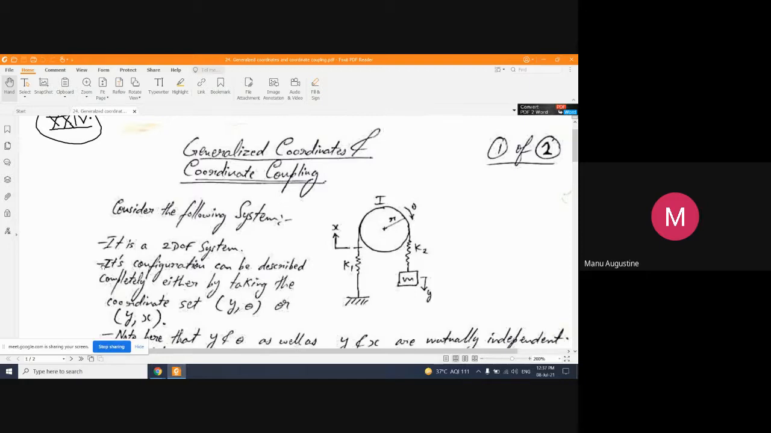So the definition almost looks very similar to the definition of degrees of freedom, because let us once again reiterate the definition of degrees of freedom. It is the number of coordinates required to specify the entire configuration. And generalized coordinates are sets of coordinates required to completely specify the configuration of the system.